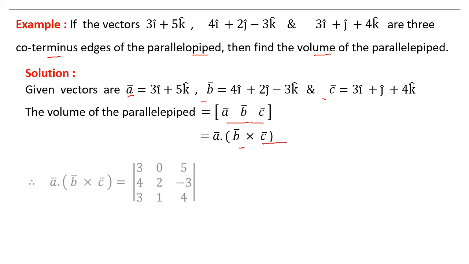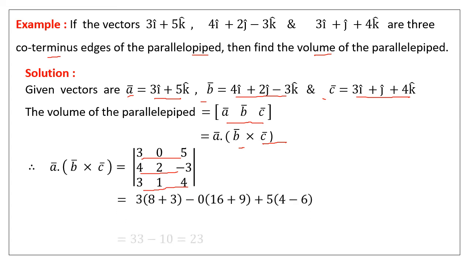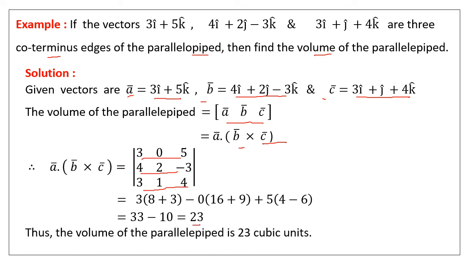So using a determinant, write down the first row 3 0 5, that is from the A bar vector, then the second row 4 2 minus 3, which is the B bar vector, and from C bar 3 1 4, that is the third row of the determinant. After solving this, we will get 23, that is, the volume of the parallelepiped is 23 cubic units. Since it is a volume, its unit is cubic units.